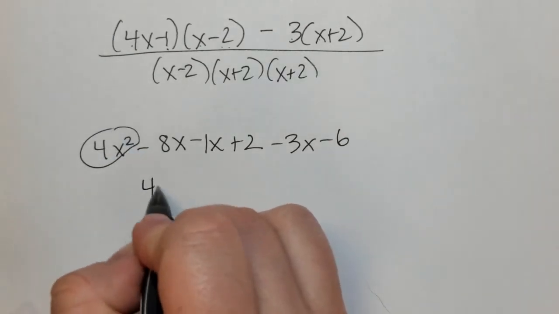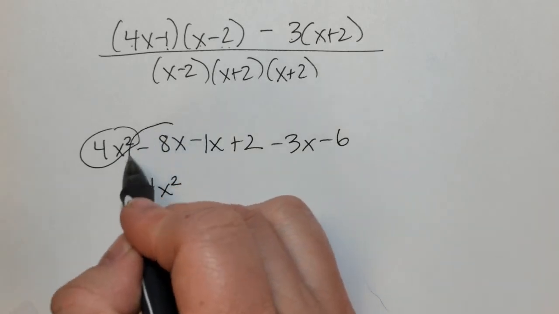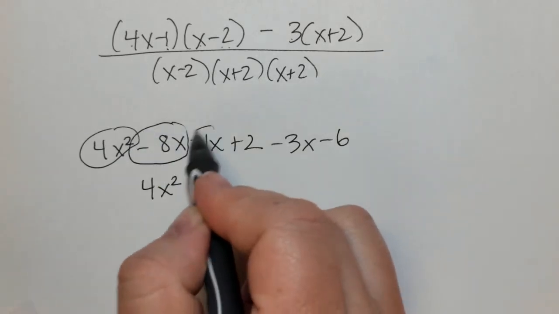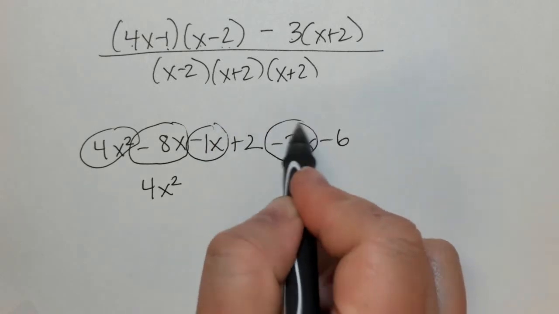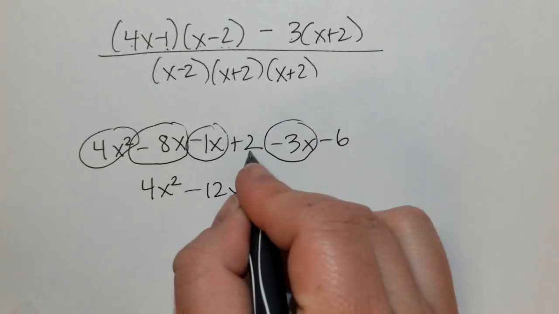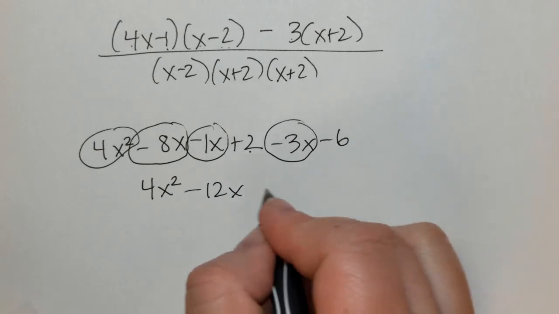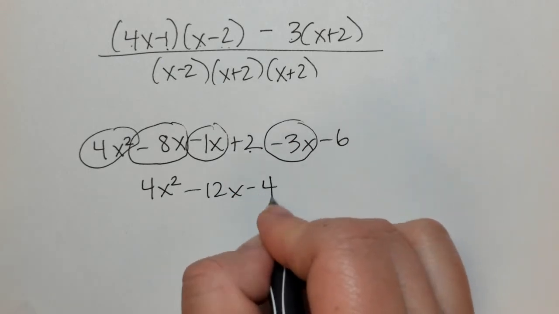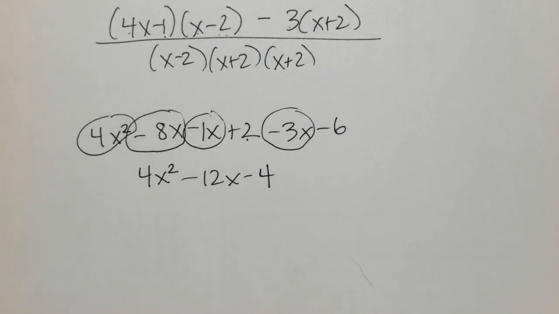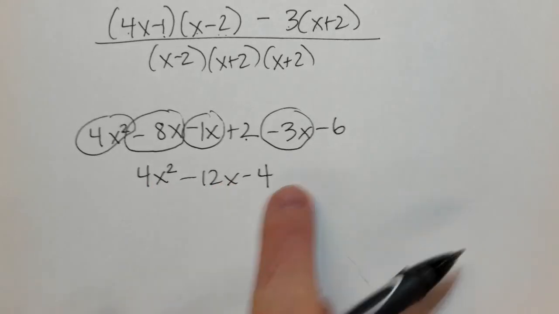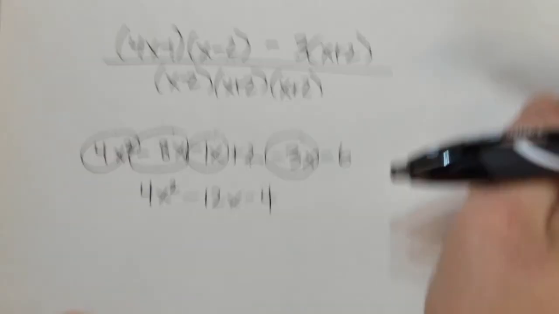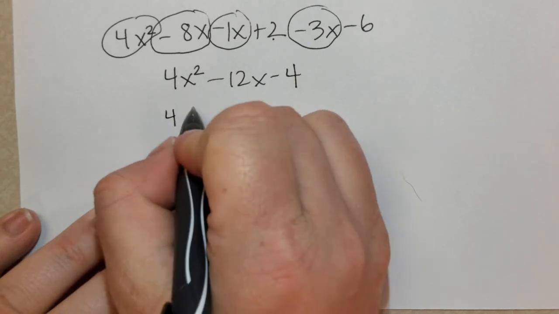This is the only squared. Okay, now I'm looking for all the x's. Negative 8 and negative 1. That's negative 9. Negative 12x, and positive 2 and negative 4 or negative 6 is negative 4. So before we see if this is factorable, I can see that 4, 12, and 4 are all divisible by 4. So I'm going to factor out a 4.